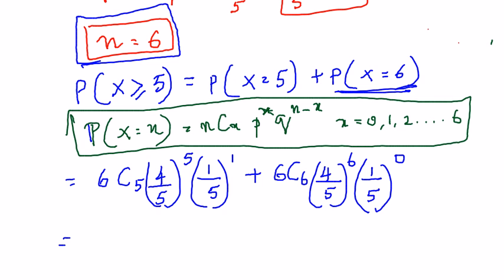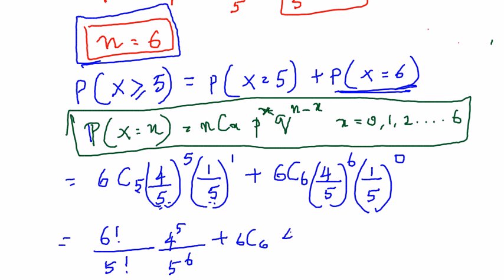So let me expand this a little bit. So it's going to be 6 factorial divided by 5 factorial, because the formula for 6C5 is 6 factorial divided by 5 factorial into 6 minus 5 factorial, right? And this I'm going to write as 4 power 5 divided by 5 power 6. I'm just adding the powers of these two numbers here, and then you have 6C6 into 4 power 6 by 5 power 6. 1 by 5 the whole power 0 remains as 1.